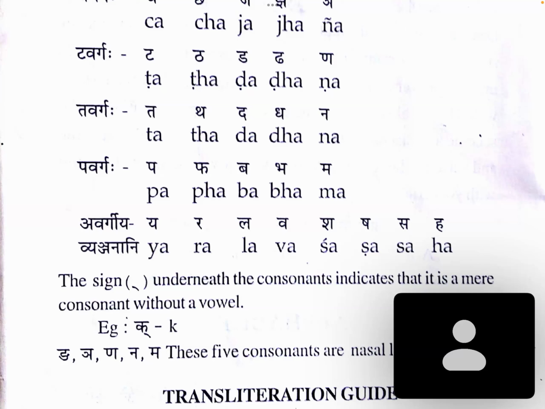So they are called ushmana. Our breath comes out hard. Ya, ra, la, va, sha, sha, sa, ha. Understood? Does anybody have any doubt in the pronunciation of these consonants?